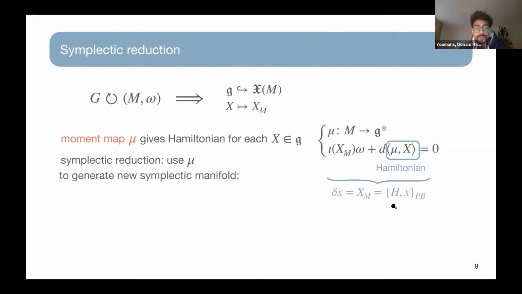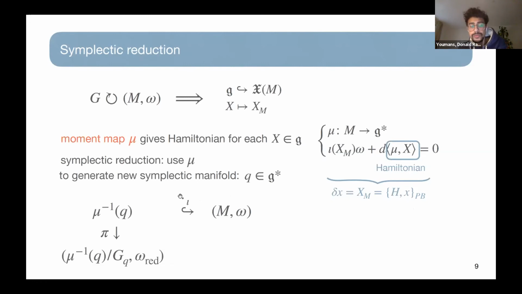And the idea of symplectic reduction is that we can use, in good cases, the moment map to generate a new symplectic manifold. And this is also what we've seen yesterday in Anton's lecture. If we say, okay, Q some element in G star, then we can consider the pre-image of Q under this moment map, and we can embed it into the symplectic manifold, which we had before, or we can project it by quotienting out just the stabilizer of this element Q here.